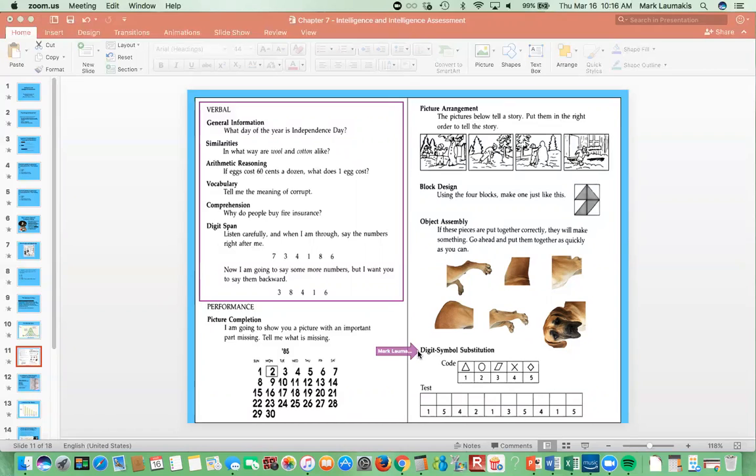So that gives you a flavor for this. Look at the Wechsler test, right? Does it include everything that might be part of intelligence?